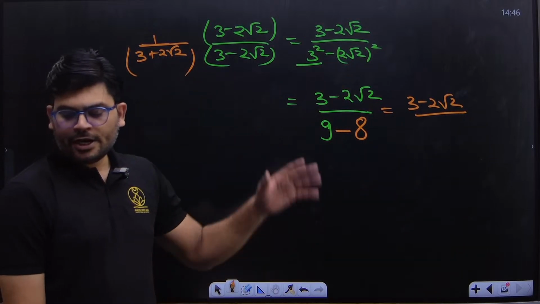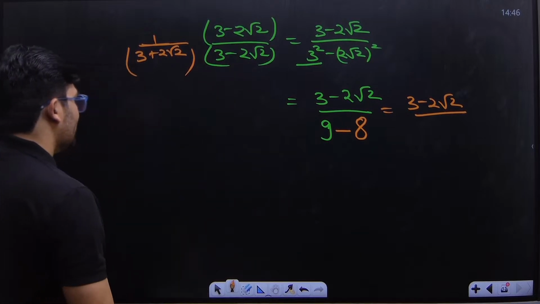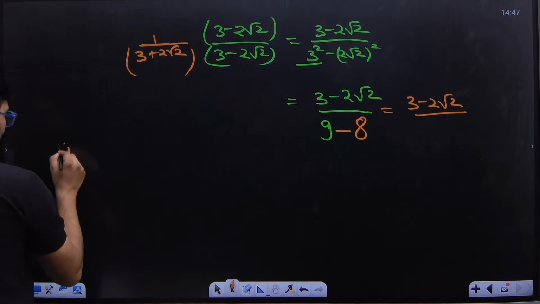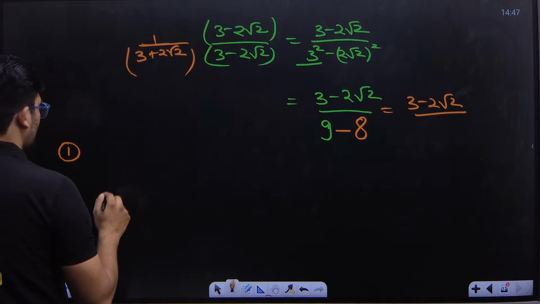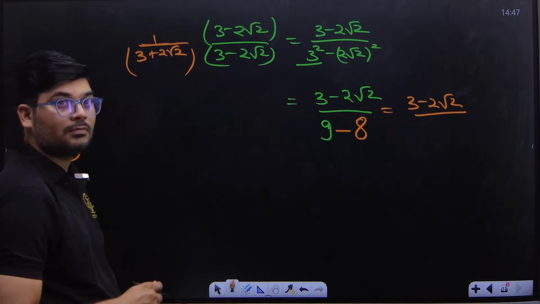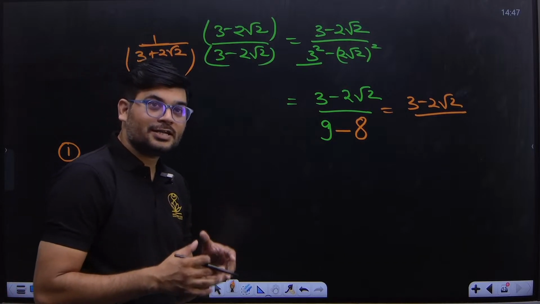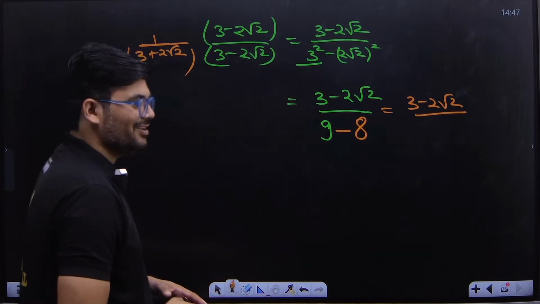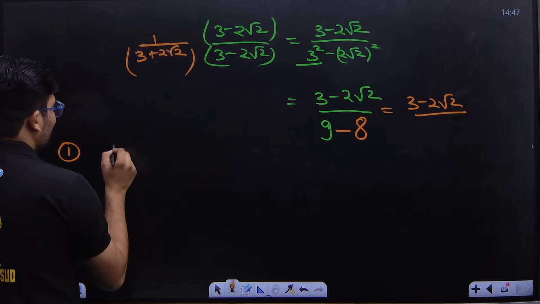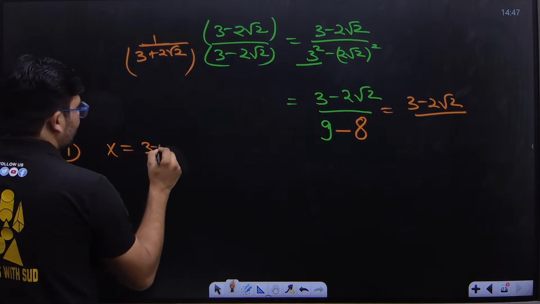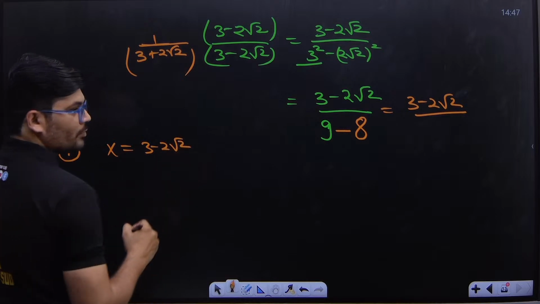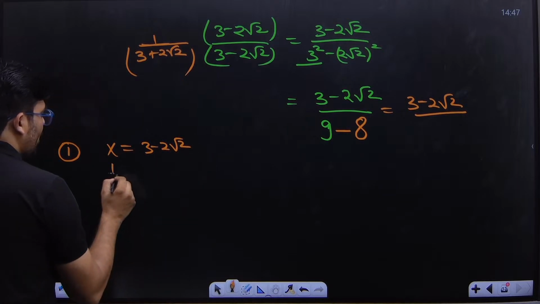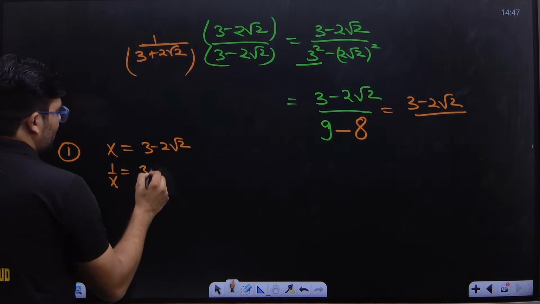Can you see any relationship between the question that I asked and what you get? Any relation can you make out? Yes, sir. Reciprocal. Yes, conjugate reciprocal. Okay, so if I say that x is equal to 3 minus 2 root 2, then 1 upon x is going to be 3 plus 2 root 2.